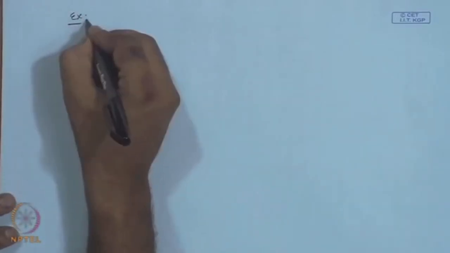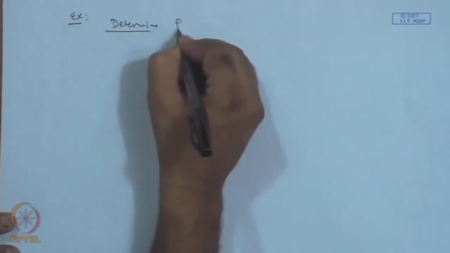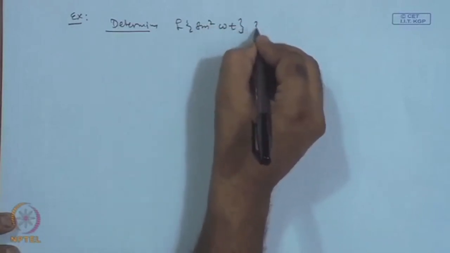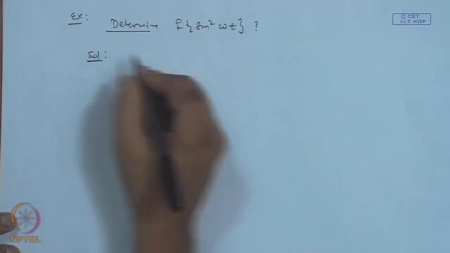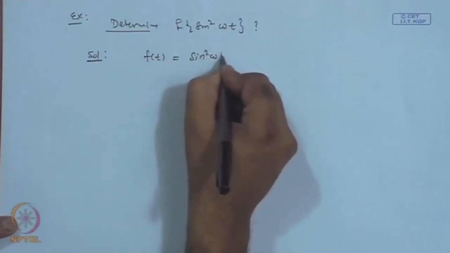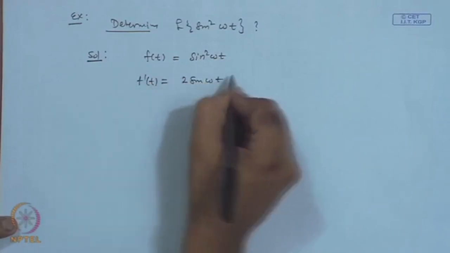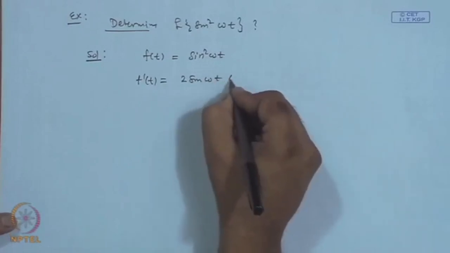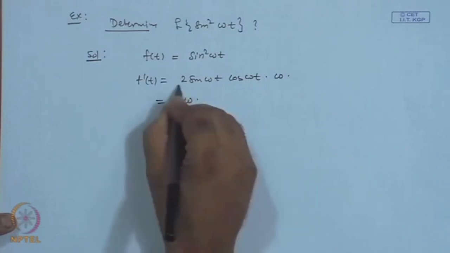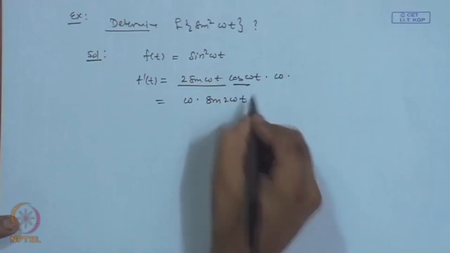Now we quickly go for one example: determine the Laplace transform of sine squared omega t. Here we can use the derivative theorem. If f t is sine squared omega t, then f prime t is 2 sine omega t times the derivative of sine omega t, which is omega cos omega t. So 2 sine omega t cos omega t is sine 2 omega t, and we have omega times sine 2 omega t.